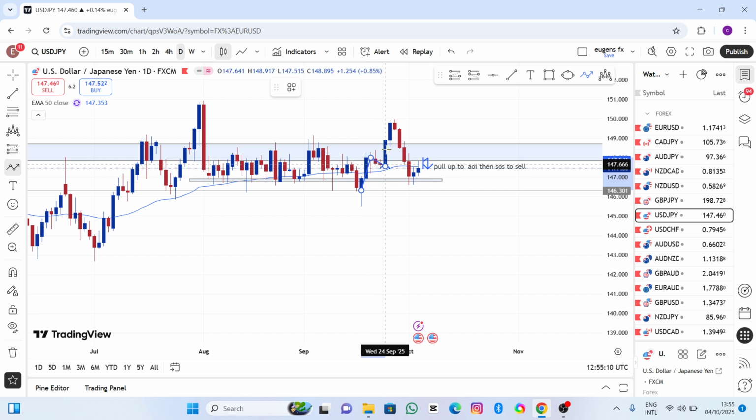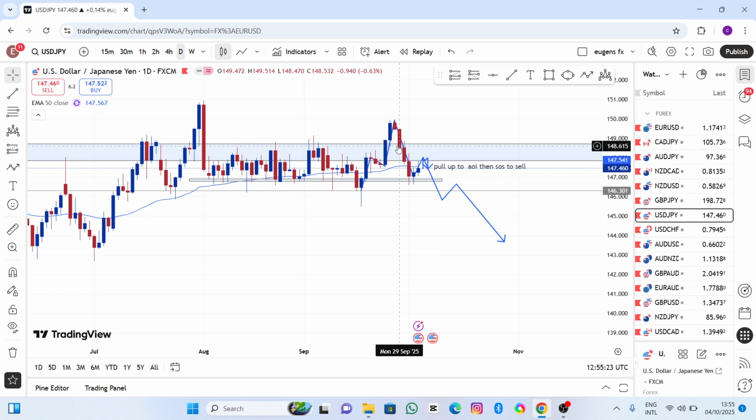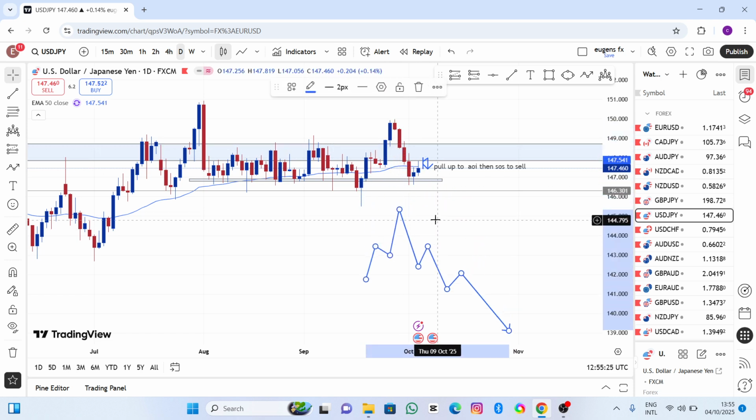Higher high, higher low, higher high, lower low, and then giving a lower high. Now this looks like a head and shoulders pattern if it should form completely. So this might have a long-term sell. USD JPY might have a long-term sell for what I'm seeing here.